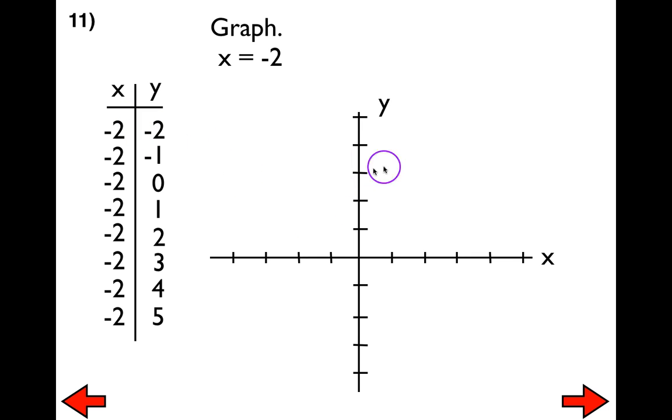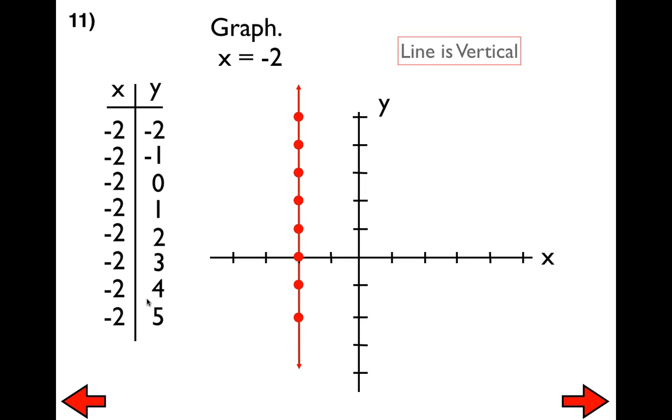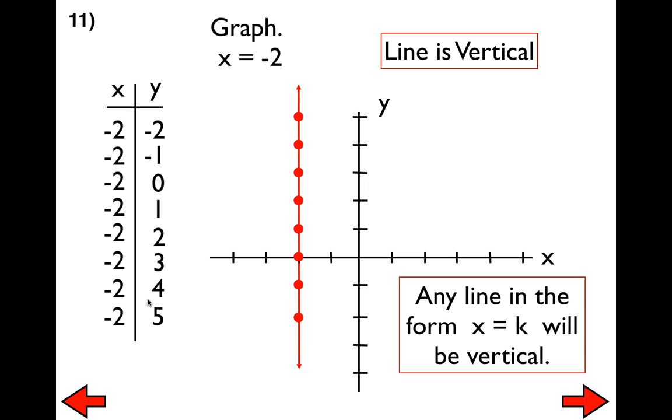So now I'm going to go ahead and plot these points, negative 2 comma negative 2, negative 2 comma negative 1, negative 2 comma 0, negative 2 comma 1, negative 2 comma 2, negative 2 comma 3, negative 2 comma 4, negative 2 comma 5. Hopefully you start recognizing that this creates a vertical line. So anything in the form of x equals a number will always give you a vertical line.